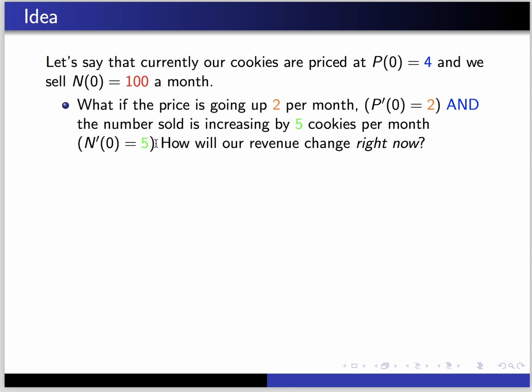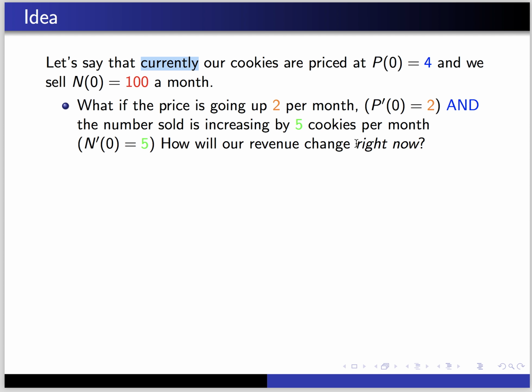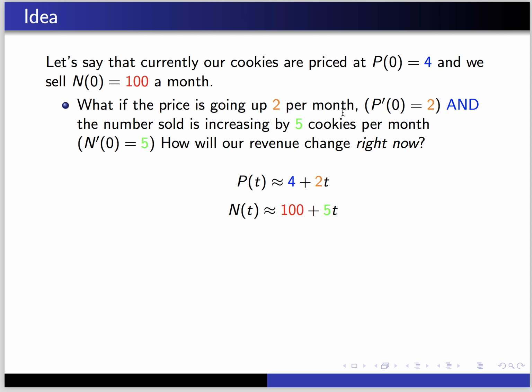And again, all this stuff could change in the future, right? In the future, maybe these numbers will be different. So that's why I'm emphasizing this currently, this right now, and I'm thinking about everything right now at time 0. So let's model this. Right now, I've got a pretty good model for my price and for my number. In fact, roughly my price right now is $4, and it's going up by about $2 per month. Again, that might change in the future, but right now, I feel like this is a pretty good approximation. And right now, my number is going to be given by 100 cookies plus 5 for every month.